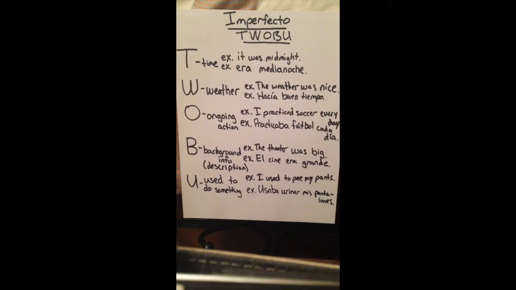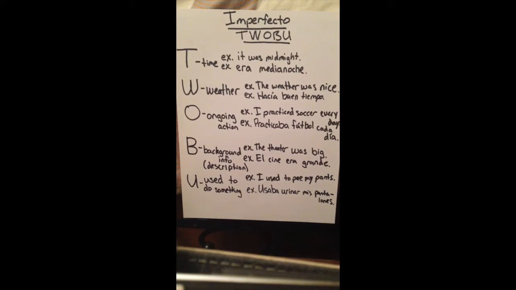The T stands for time. An example in English would be: it was midnight. In Spanish you would say: era medianoche. The second letter is W, which stands for weather. In English you would say: the weather was nice, while in Spanish you could say: hacía buen tiempo.